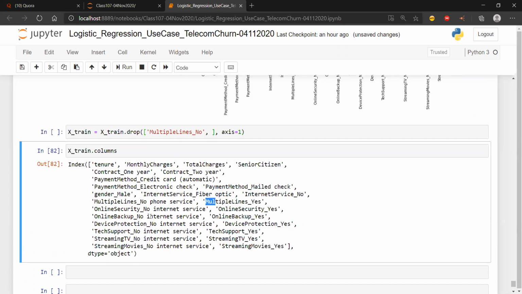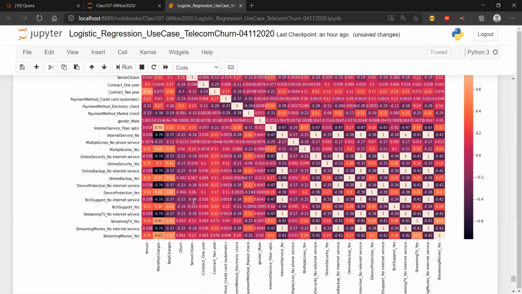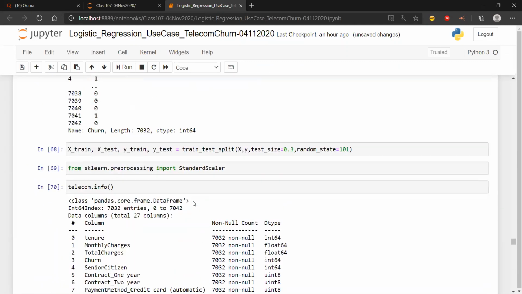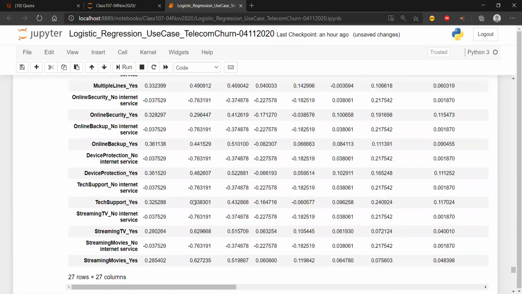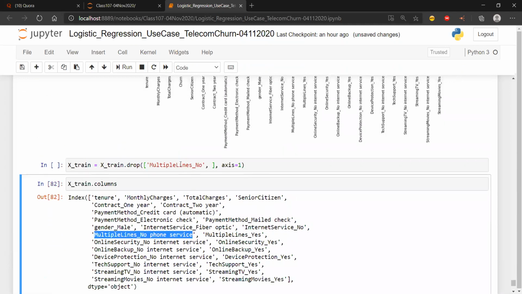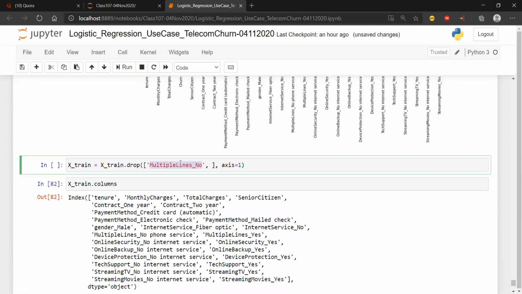Multiple lines, yes, and multiple lines, no. Okay, so multiple lines, no phone service. I can take this. But why did it come like this? I could have done something earlier also by changing the column names, but that's fine. Let's go ahead with this now. Later on, I will show you how to make the column names a little bit better.